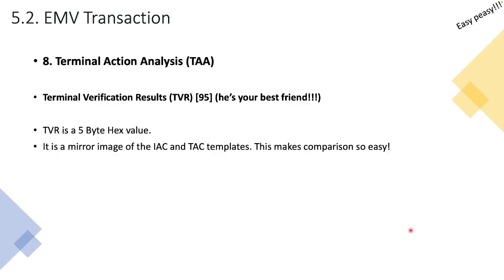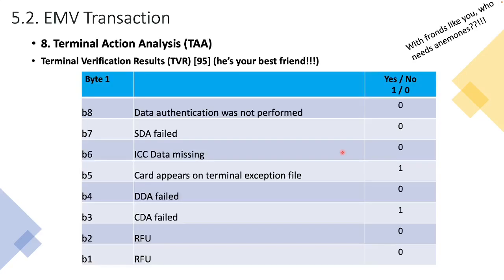Let's talk a little bit more about TVR. Let's get to know your best friend a little bit better. TVR is a 5-byte hex value. The important thing though is this line here, where it says that TVR is a mirror image of the issuer action codes and the terminal action code templates. Now because they are like for like, it makes comparison so easy. So here's what TVR looks like. Let's look at byte 1. Some of the things that will be recorded here will be, was data authentication or CAM performed or not performed?